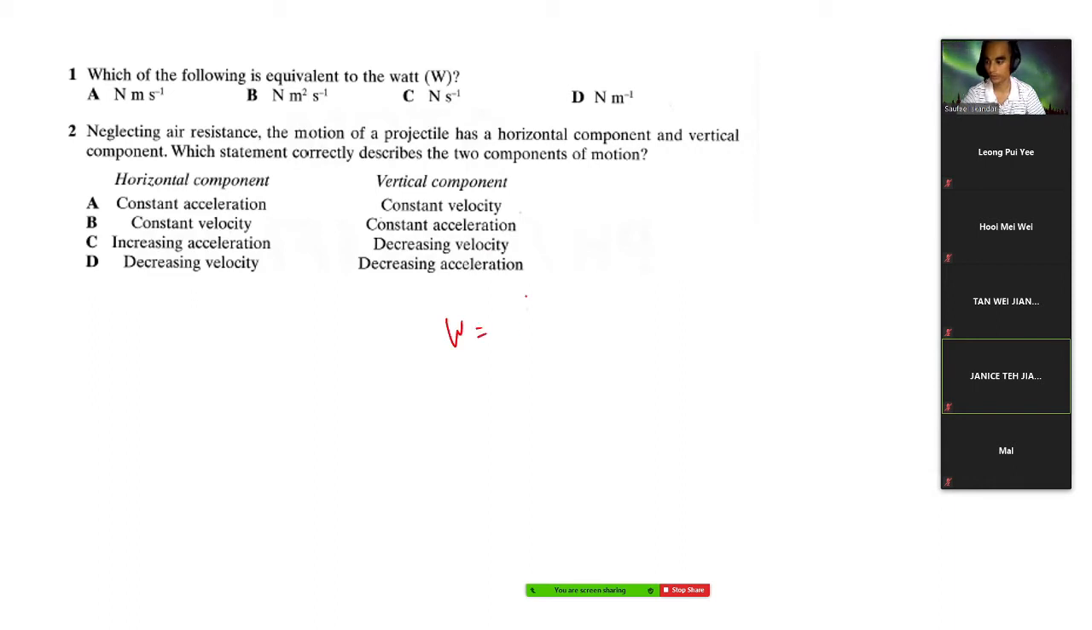W equals joule per second. This is actually how much energy over the time, same as power, joule over time. So we have a joule per second. Then a joule is actually N m, so N m per second. So the answer is A.